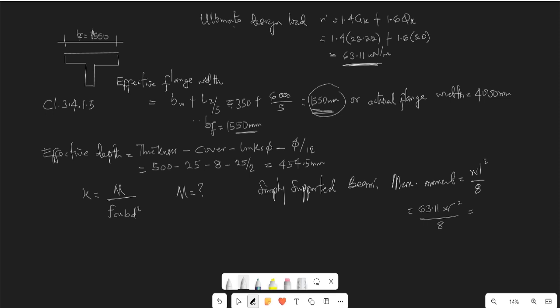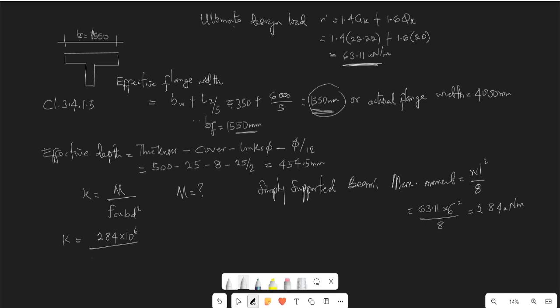So we have 6. So this should give us 63.11 multiplied by 6 square divided by 8. It should give us 283, or so to say 284 kilonewton meter. So we can just come here and adopt that. 284 multiplied by 10 raised to power 6.